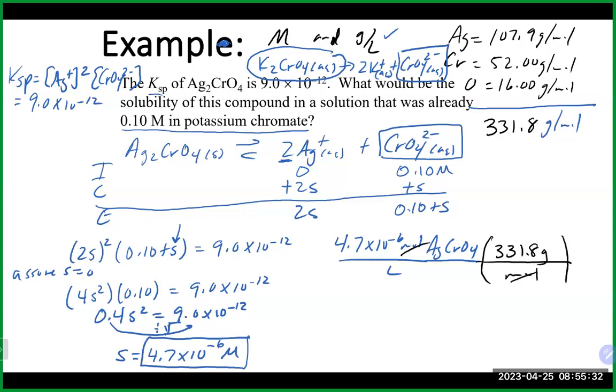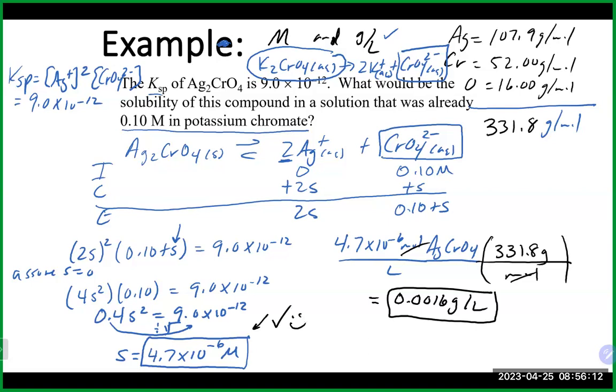Obviously, those units will cancel, and we will end up with 4.7 times 10 to the minus 6 times that. That will get us something like 0.0016 grams per liter, basically. It's the solubility of that in grams per liter. We also should check our assumption here. So 4.7 times 10 to the minus 6 divided by 0.1 times 100 is like 0.004%. So, you know, the check is good here when we did it.